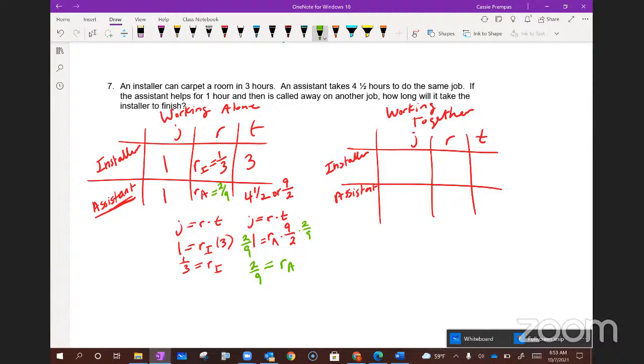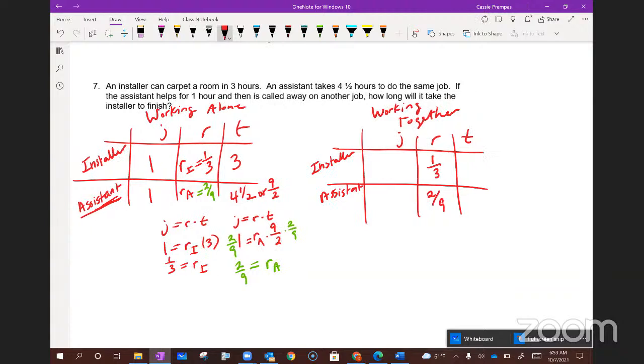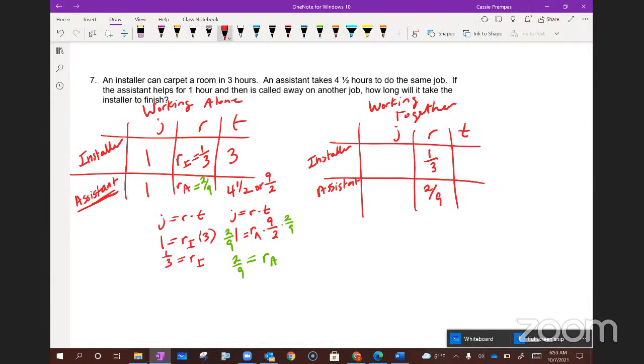He's doing good. Okay, now I know that the rate working alone is going to be the same as the rate working together. So this is 1/3, this is 2/9. But now they're working together. So their time of completion is going to be different. They have some help. So it says the assistant helps for 1 hour. But then the other one's called away. So they only work for 1 hour together.